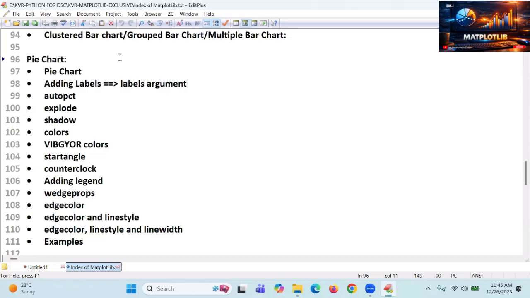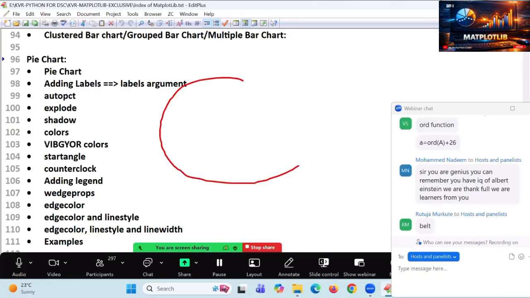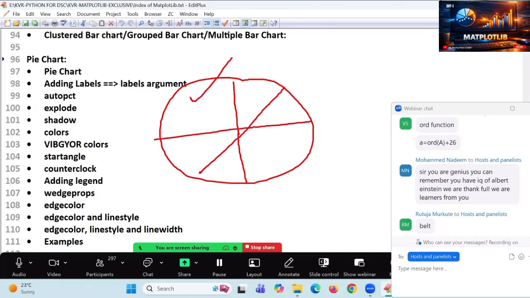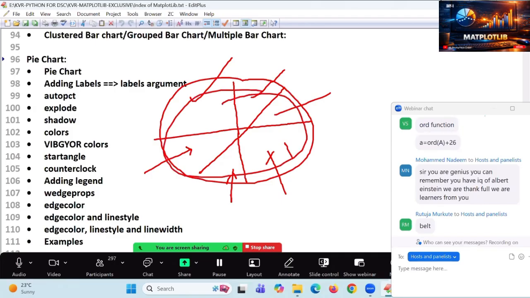Next is the pie chart. The government of India will allocate the budget for skill development, agriculture sector, exports and imports, education, defense, and the production sector. They will allocate the budget, or not? This is a circle, right? How many degrees does a circle contain?